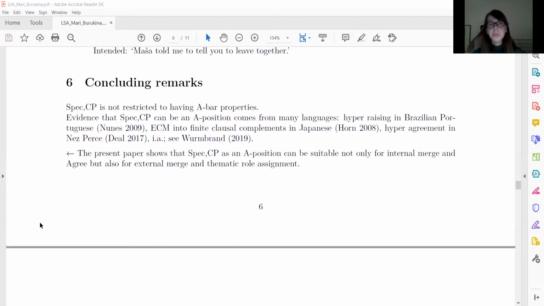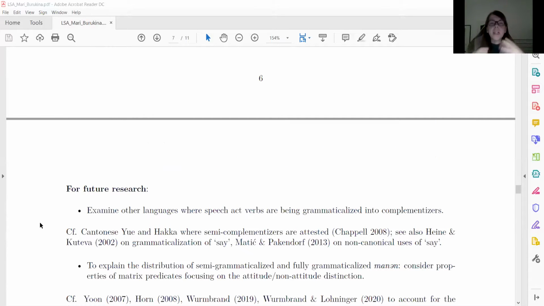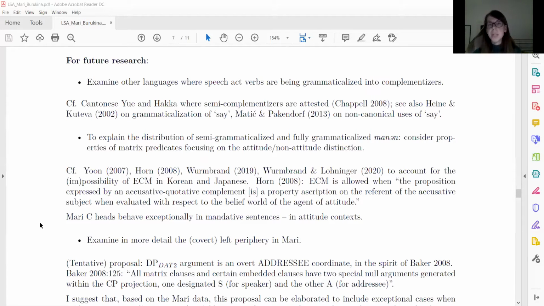And for future research, it would be really interesting to look, for example, at other languages where speech-act verbs are being grammaticalized into complementizers. I know about 2 such cases, but I haven't taken a look at them yet. So this is something that I would like to explore in the future. For example, Chappell in her paper suggests that in Cantonese and in Hakka, we have those semi-complementizers, as they're called. So maybe it is worth looking at them and seeing if they also have such mixed behavior, if they also behave partially as lexical predicates and partially as functional heads.